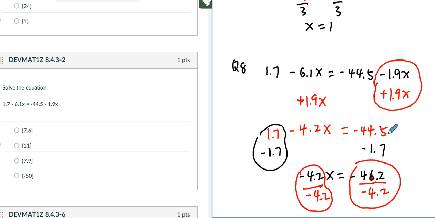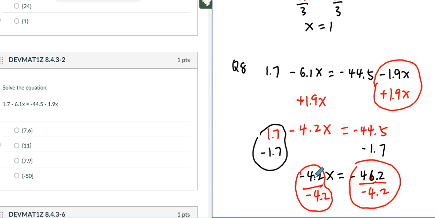So 5 and 7 added together is 12, 0.5 added together is 1.2. So 44 plus 1 and then plus another one, you have a 46 and the negative in front of it. Now then we can divide the coefficient of x, which is negative 4.2, on both sides.